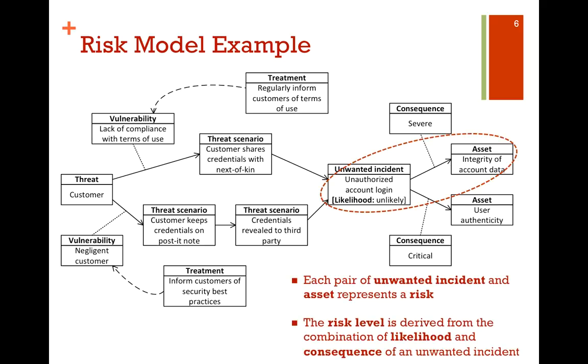The risk of the unwanted incident unauthorized account login is given by the likelihood that it occurs and the consequences that it has on the assets, integrity of account data and user authenticity. The likelihood of the unwanted incident is the label of the unwanted incident itself. The consequence is specified instead by the arrow that links the unwanted incident to an asset. To reduce the risk, we need to mitigate these two threat scenarios. The first one is mitigated by the treatment regularly inform customers of terms of use, while the second one is mitigated by the treatment inform customers of security best practices.